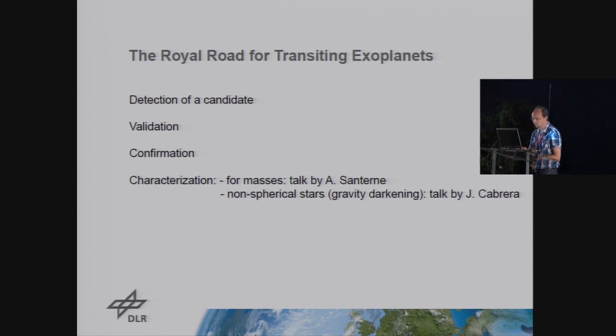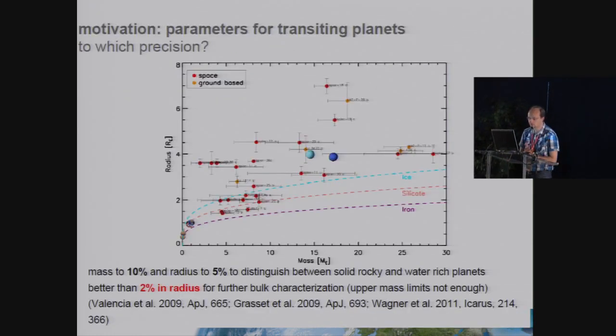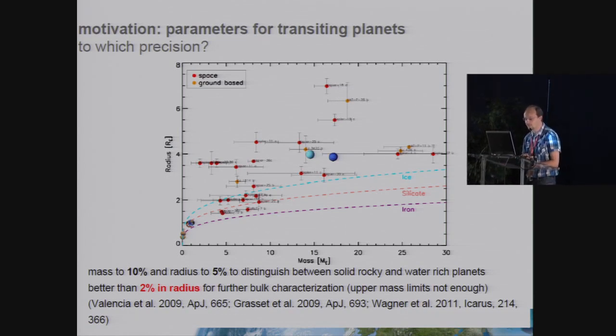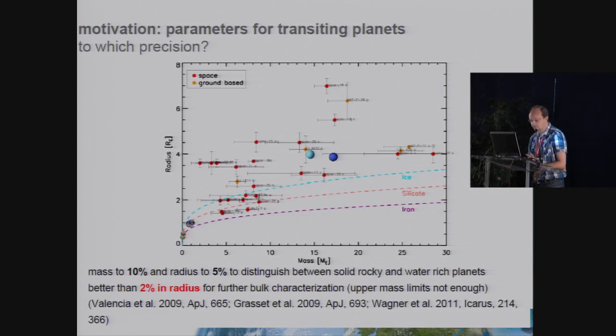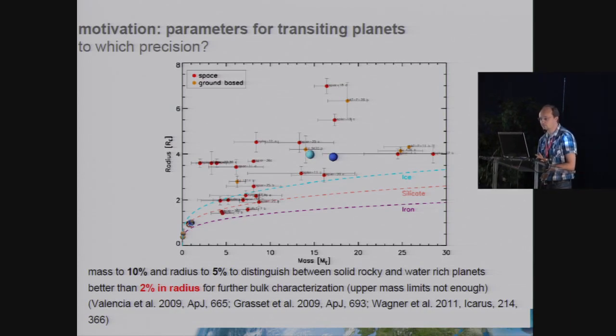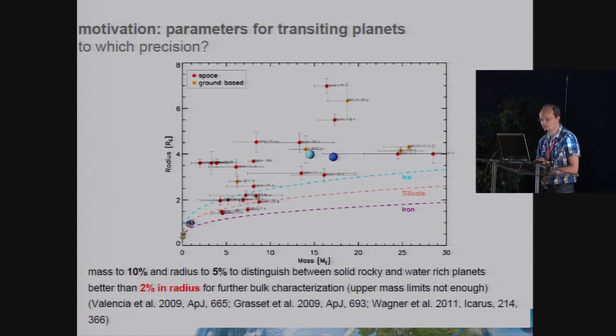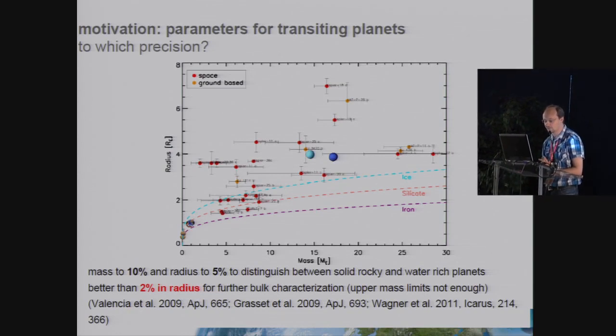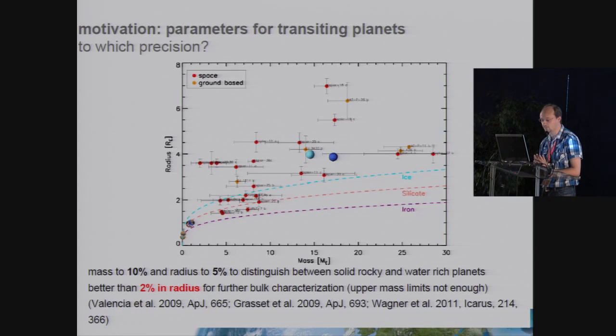So let's turn to the motivation. Why do we need precise planetary radii? This is a mass radius diagram of exoplanets, and you can see that we have considerably big error bars, both in mass and radius. It was quite clear before the CoRoT and Kepler era that we have to know the masses down to 10% precision and the radii down to 5% precision to distinguish between solid rocky and water-rich planets and between giants.